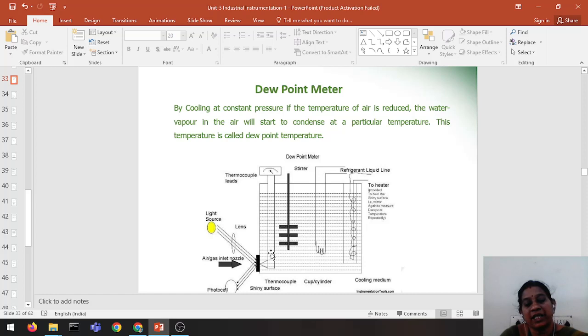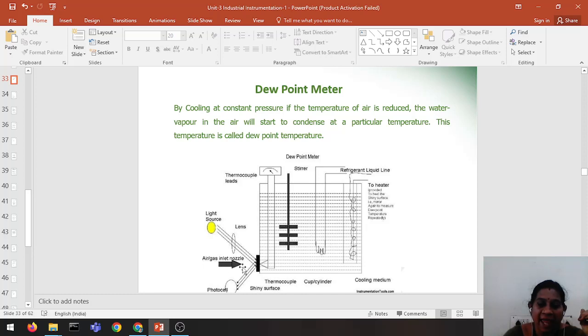When it comes to the working part, the mirror is constantly cooled by a cooling medium. Can you see here you have a refrigerant liquid line which constantly cools this medium. The cooling medium is maintained at a constant temperature. And to this mirror is attached a thermocouple whose leads are connected to a millivoltmeter. And constantly a light is made to fall at an angle on the mirror, and the amount of reflected light is sensed by the photocell.